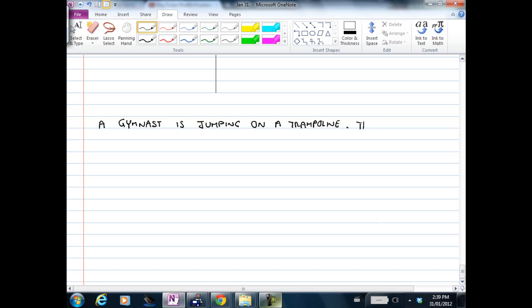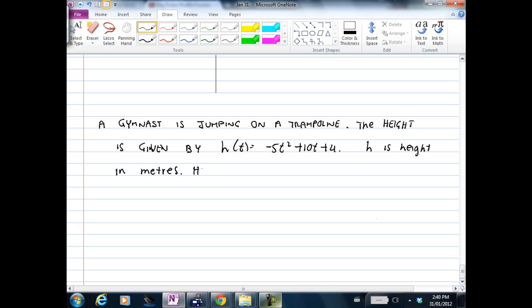The height, how high this gymnast flies, is given by h of t equals negative 5t squared plus 10t plus 4. H is height in meters. Your question is this: how high can the gymnast jump? How high can the gymnast jump?